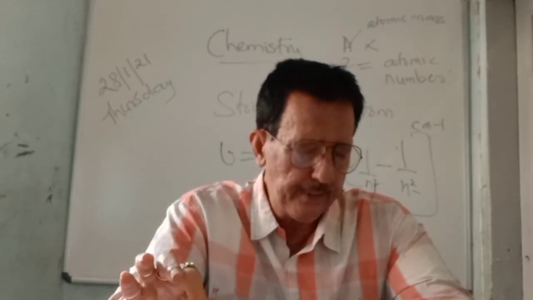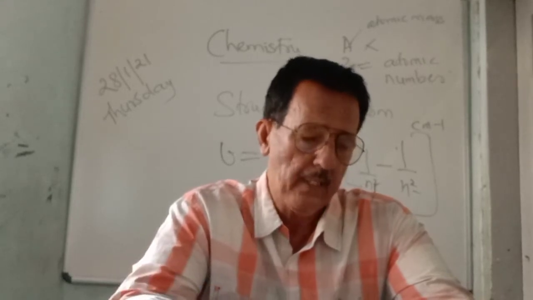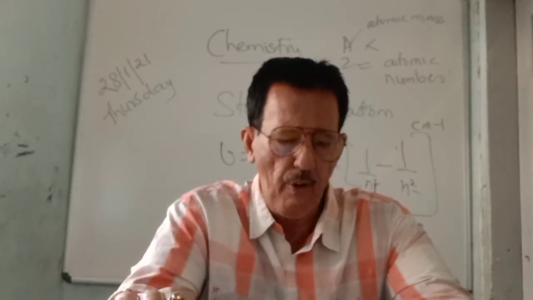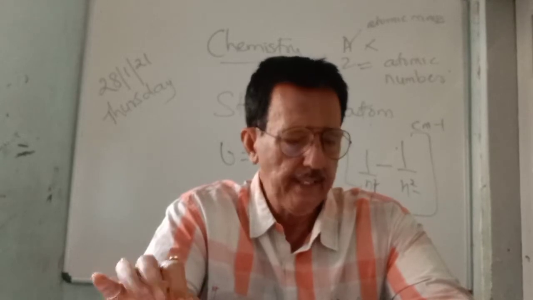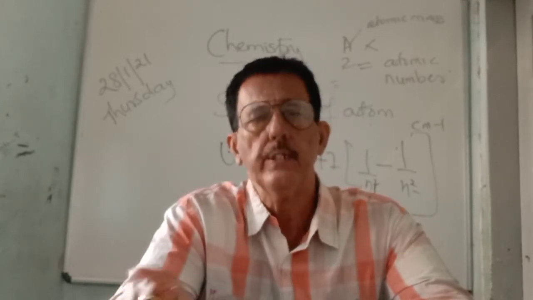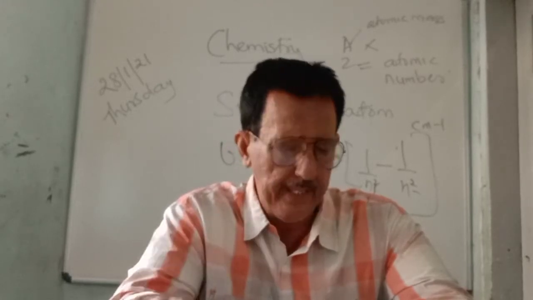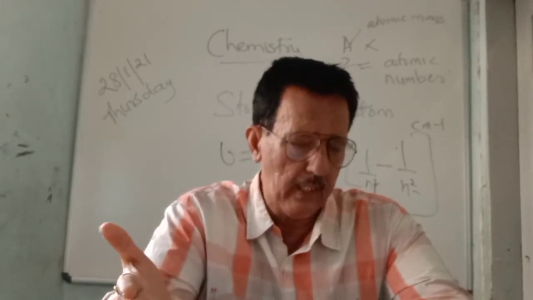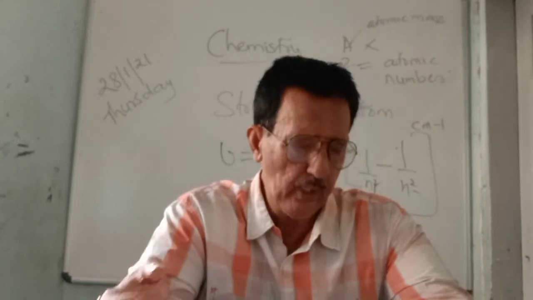According to J.J. Thomson, the atom is a sphere of uniform positive charge into which negatively charged electrons are embedded. They are moving around in circles. Then we come to the concept of Rutherford.